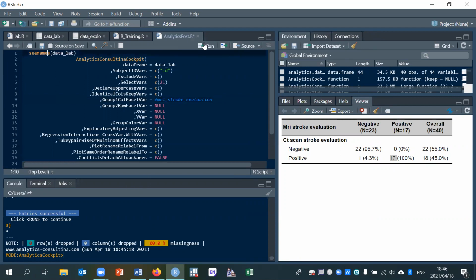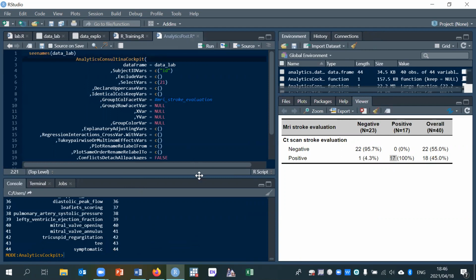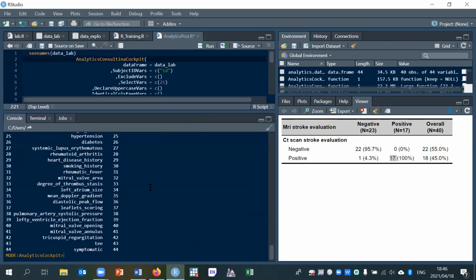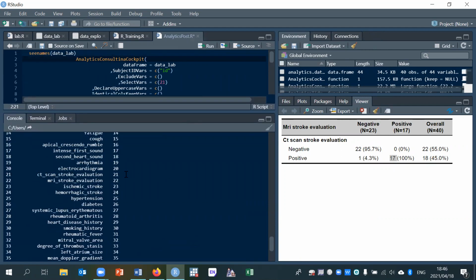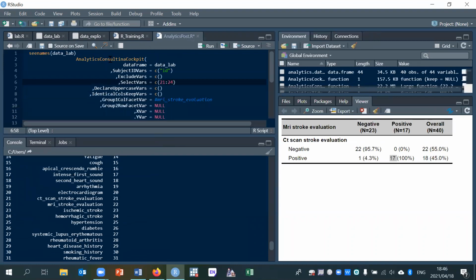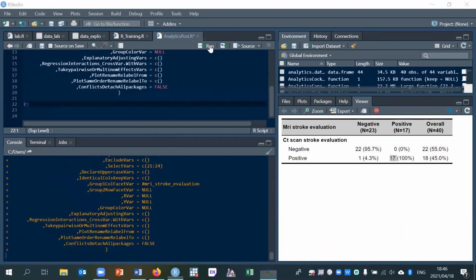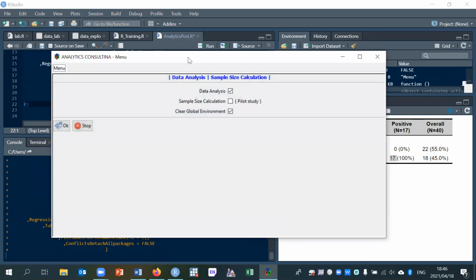Then we can just go back to our data here and actually select all the variables. So this medical practitioner might have said, I need to know the information about both scans, and I need also these two types of stroke. So now let's take 21 to 24, these variables that are of interest. And in this case, we can go ahead and see how we can answer that question.